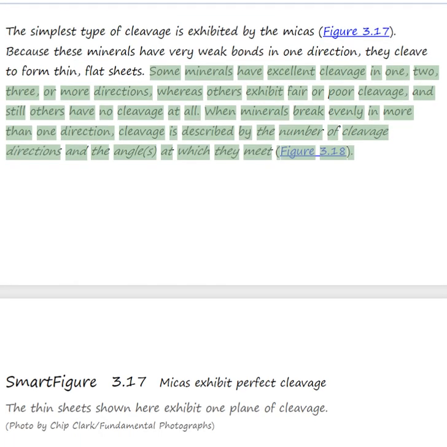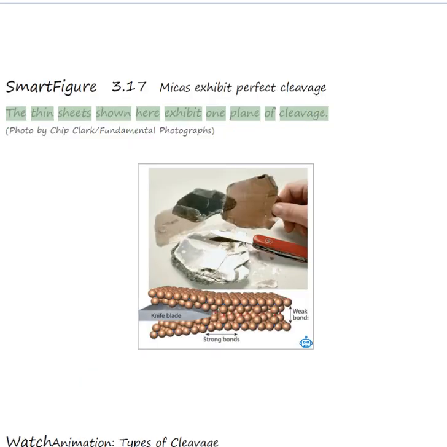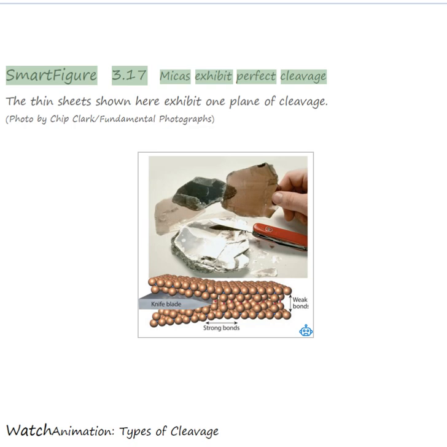Some minerals have excellent cleavage in 1, 2, 3, or more directions, whereas others exhibit fair or poor cleavage, and still others have no cleavage at all. When minerals break evenly in more than one direction, cleavage is described by the number of cleavage directions and the angle at which they meet. The thin sheets shown here exhibit one plane of cleavage. Smart Figure 3.17 Micas exhibit perfect cleavage.